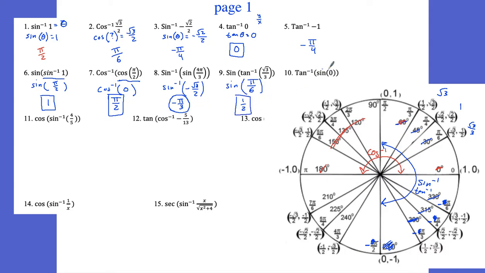All right, inverse tangent of sine 0. So sine 0 means sine 0 radians. 0 radians is right here. Y value there is 0, so sine of 0 is 0.